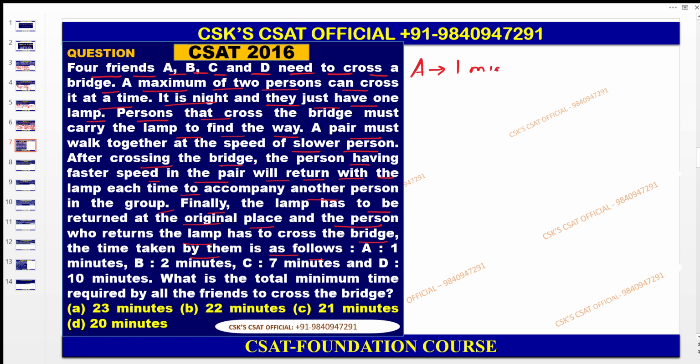A takes 1 minute, B takes 2 minutes, C takes 7 minutes, D takes 10 minutes. What is the total minimum time required by all the friends to cross? So now try to understand. This is the concept you need to understand here. The person who is going with the other person must be the one completing the return as soon as possible, which means the person taking the minimum amount of time is the one who returns in a quicker manner.